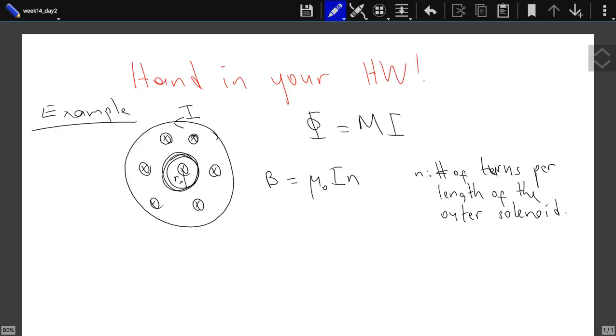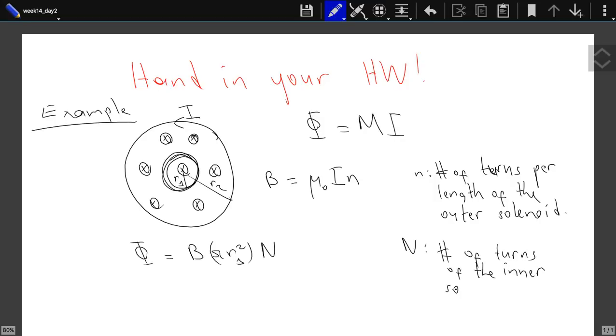Now, what is the flux that this magnetic field creates? Let's say this is R1. This is R2. The flux created in the inner solenoid is just B times pi R1 squared times N. This is R1 because we are calculating the flux that goes through the inner solenoid.